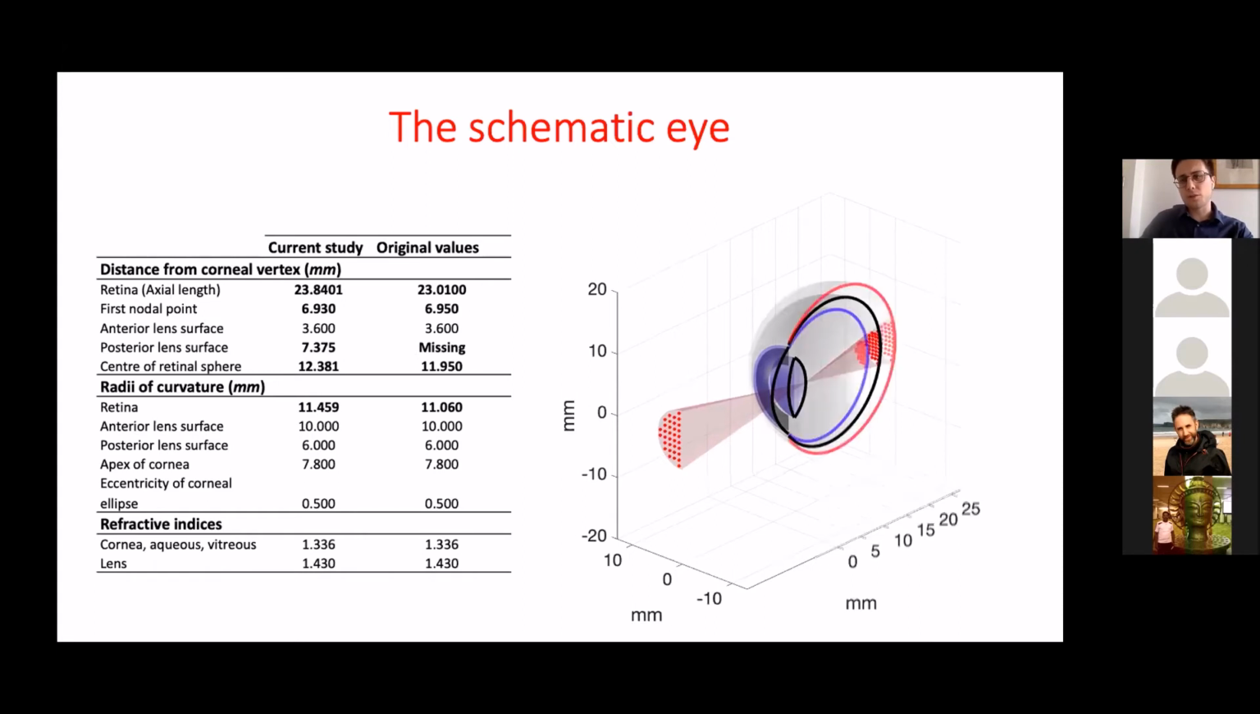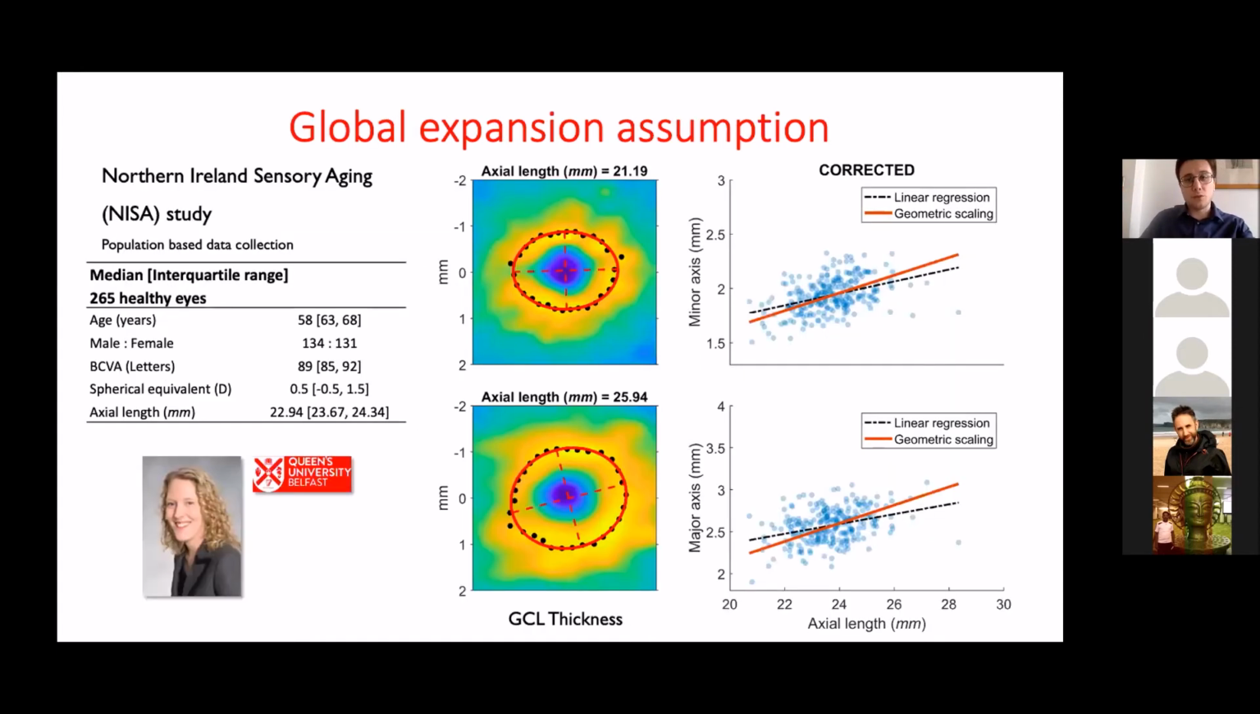The other thing that we accounted for with this schematic eye was the change in the projection of the stimuli with different axial lengths. So for example, here you can see that for longer eyes, the projection of the 10-2 depicted in this schematic will be a bit more spread out compared to what you have in shorter eyes. So this needs to be taken into account. Another assumption that we made with this global expansion model was that the retina would stretch equally in all directions with the axial length. And we needed to check on this assumption.